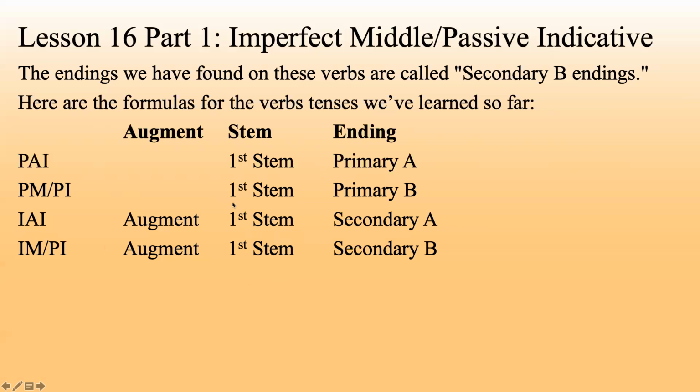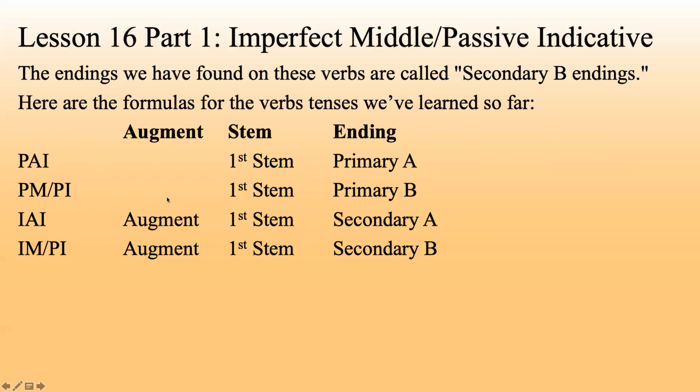Now this first stem here, you're probably thinking, well, what are the other stems? We won't get to those until Greek 2. The first lesson of Greek 2 will introduce the second stem, which is what's used for the future. But for the moment, for all of the verbs we've learned, the stem doesn't change at all. That is the first stem. It's also called the progressive stem. All 4 of these verb tenses are progressive, which is why we translate them progressively.